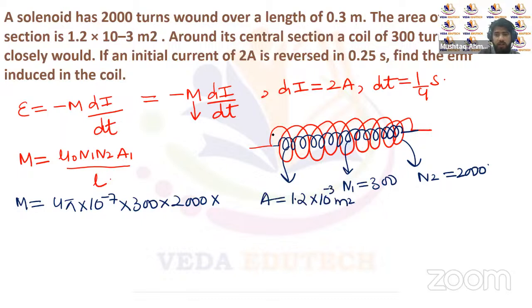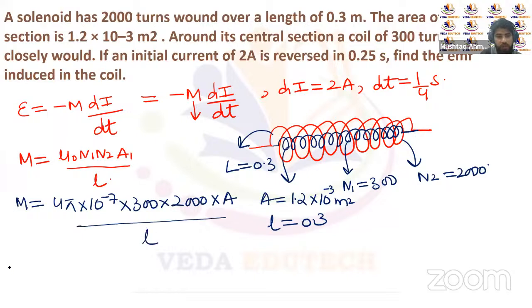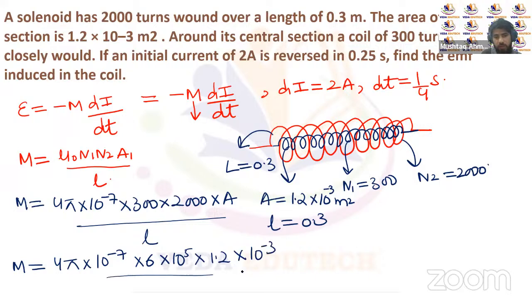And the length of this conductor is given as L, which is equal to 0.3. We can substitute the value of A here, and we'll be left with A upon L. So finally, the coefficient of mutual inductance will be 4 pi into 10 to the power minus 7, 3 into 2 will be 6, so it will be 6 into 10 to the power 5, the area is 1.2 into 10 to the power minus 3 meters squared, upon the length, 0.3.